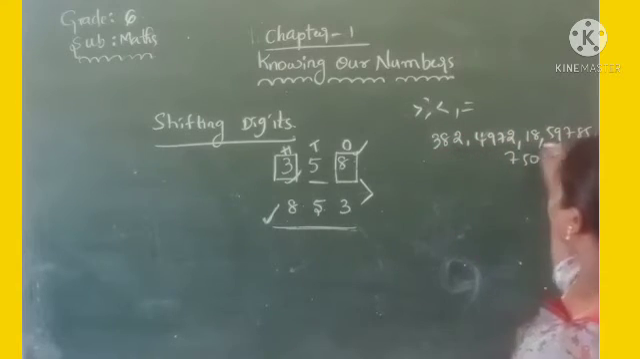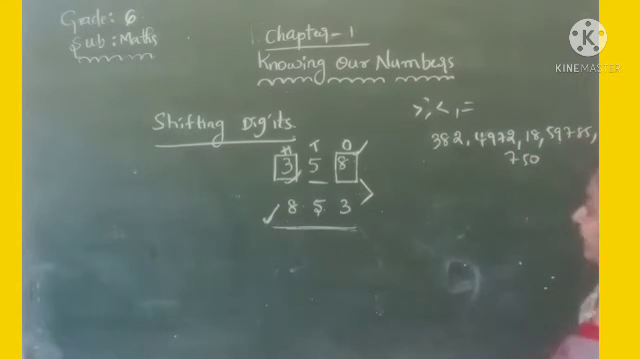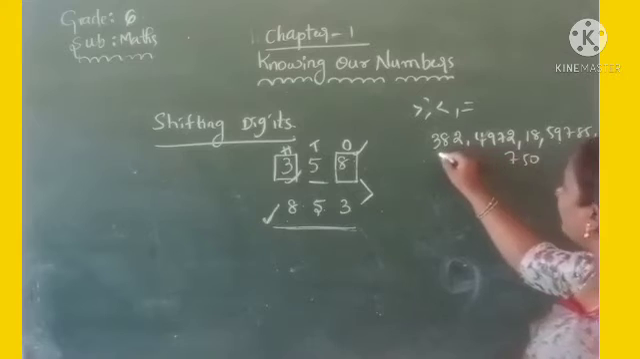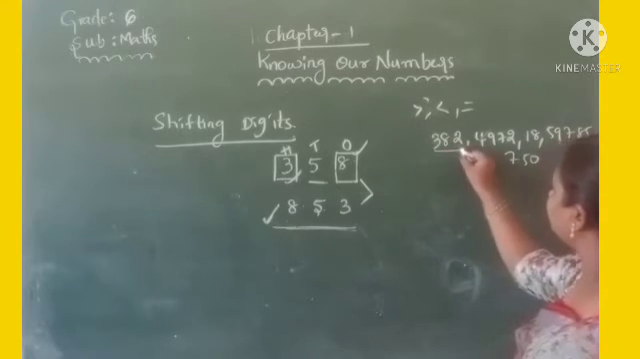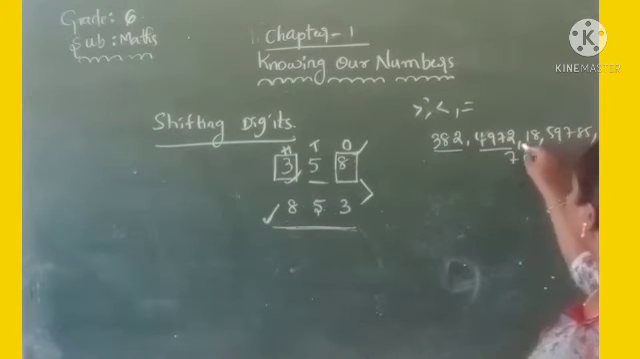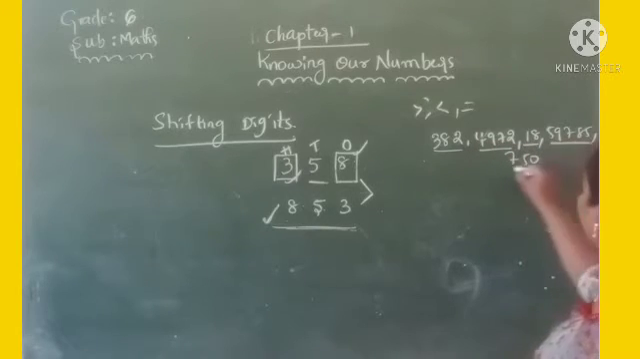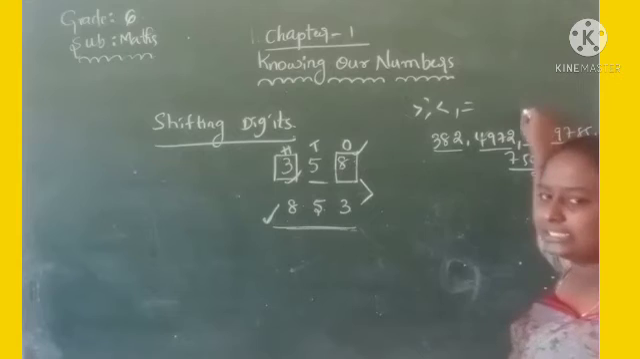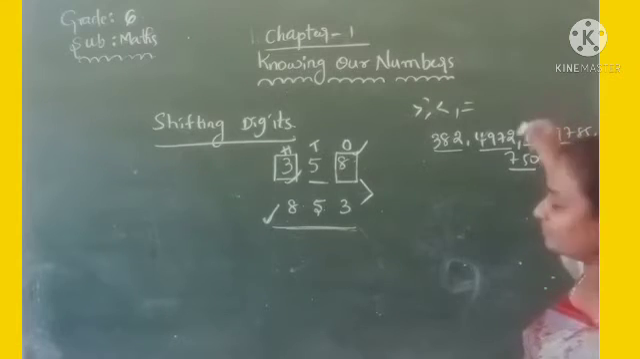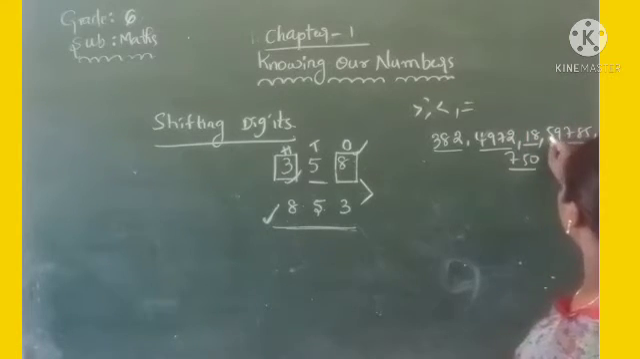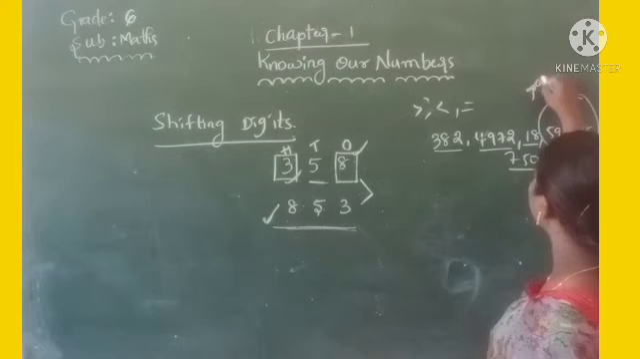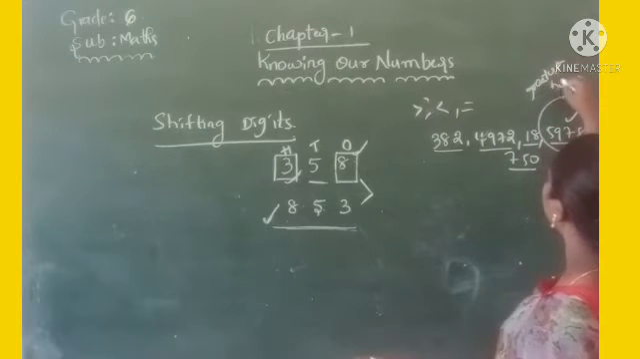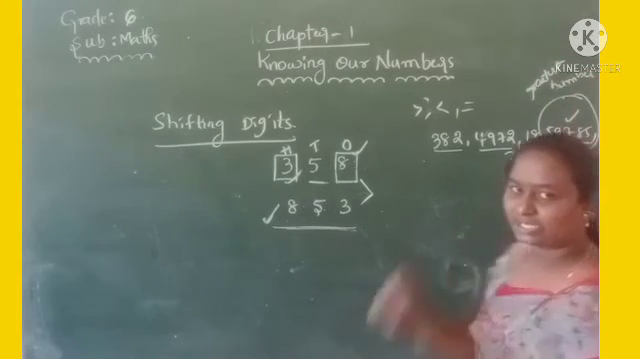Okay, so which is the greatest? Which is the greatest here? So first of all you have to check the digits. How many digits are there in the number? Here 3 digits, here 4 digits, here 2, here 5, here 3. So more digits means the number is greater. Very good. So that is 59,785. This is the greatest number.